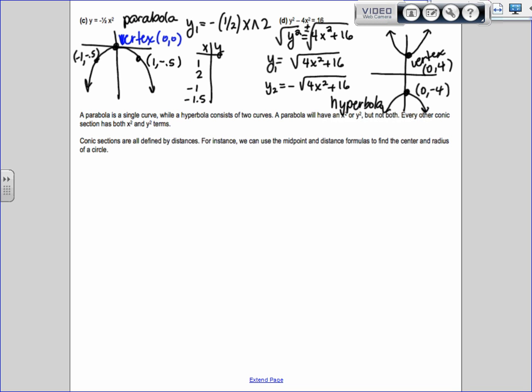And you don't always get to use your calculator, right? Sometimes you have a calculator portion and a non-calculator portion.